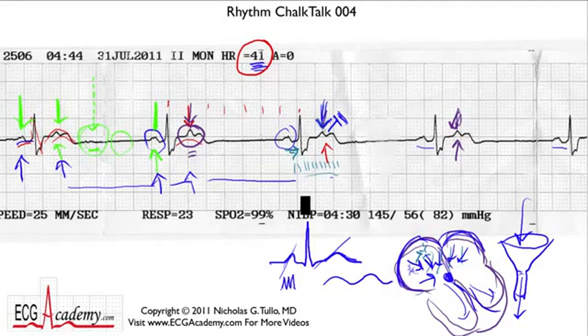And in the absence of symptoms, we generally would not treat this. In fact, some people would add an antiarrhythmic drug if it gets to be too slow, but that's really not necessary as long as the patient is hemodynamically stable. So it was an interesting strip. I hope you enjoyed that.